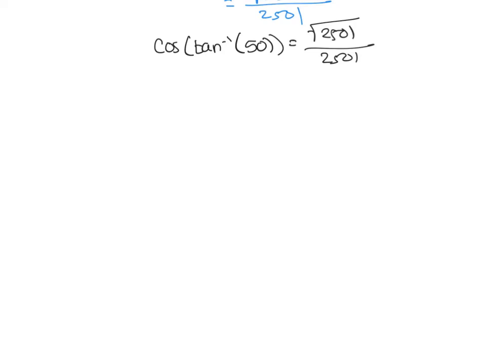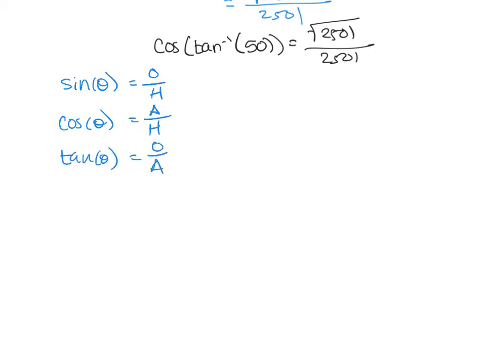So just to remind you from our SOHCAHTOA, sine of theta is opposite over hypotenuse. Cosine of theta is adjacent over hypotenuse. And tangent of theta is opposite over adjacent. Well, we know that their reciprocals are just 1 over this thing, or the flip.